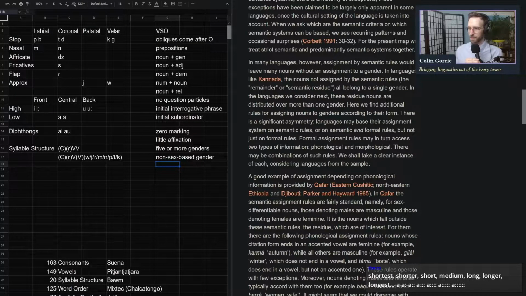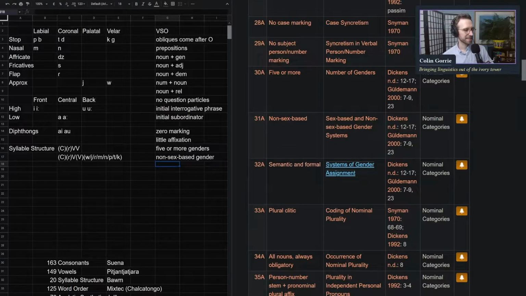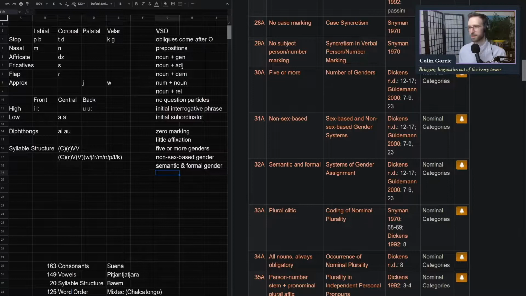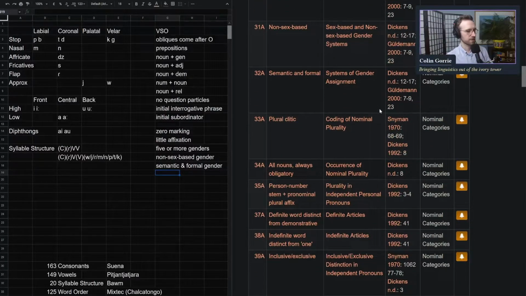Yeah. Okay. So what we have here is semantic and formal. So it's non-sex based, but it's semantic and formal gender assignment. So that will look something like German, where the gender system is tracking something non-linguistic, let's just say, something social, and although it's doing that on the one hand, you also have these exceptions where anything with this one suffix is going to go into the neuter gender. So that's this combined semantic and formal system of gender assignment. What else do we have?